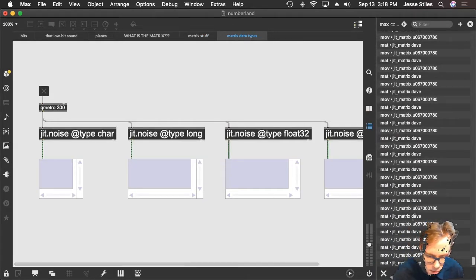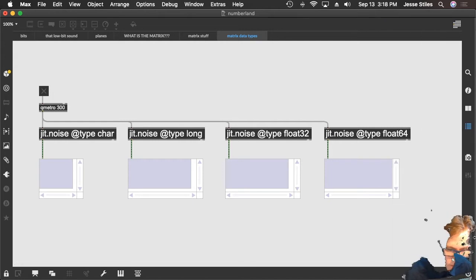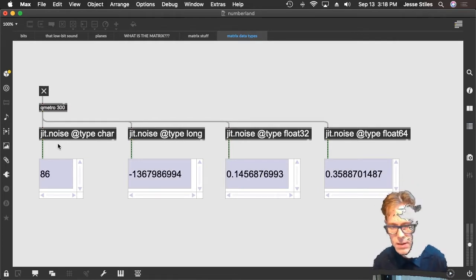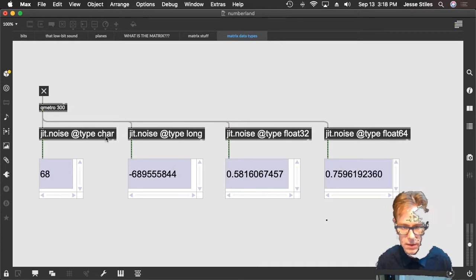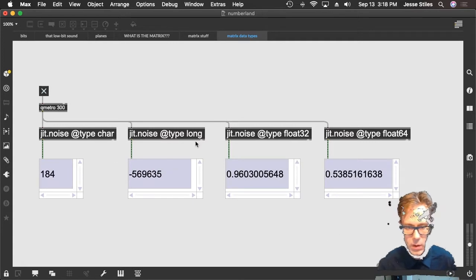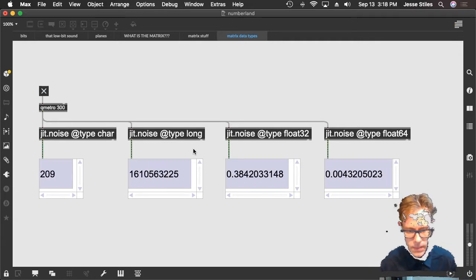And then finally, let's just look at some of these different types of data that you can put into a matrix. And we're going to do this by generating noise using jit.noise. So the jit.noise object creates random values, and you can specify this attribute, which is the data type. So when the data type is char, you're going to get char data in the range of 0 to 255. When it's long, you're going to get these, is this 32-bit? I think these are 32-bit long integers. So you're going to get this like huge range of possible integer values.